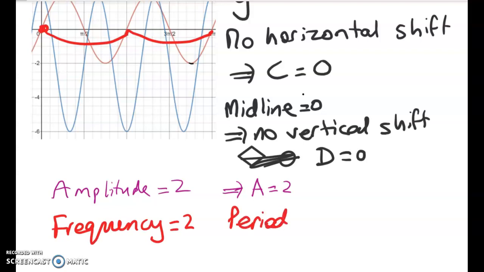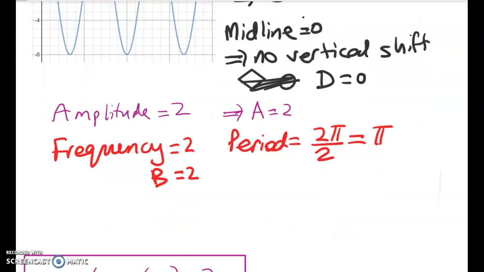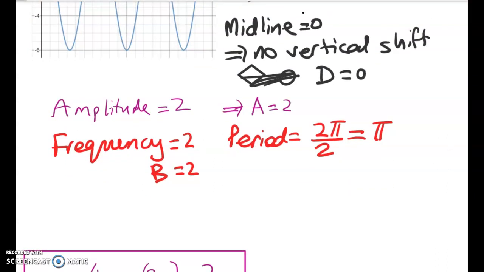The period is the usual period for a sine curve divided by that frequency, which is pi. And so B is equal to 2. So my sine curve is going to be y equals 2 sine 2x.